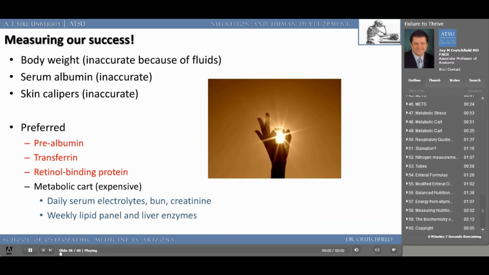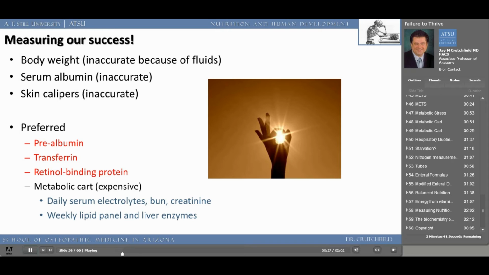So now that we've come this far, we've been able to figure out caloric needs. We need to make sure that our patient is in a positive nitrogen balance and their nutrition is in positive balance. How do we do this? Well, we know that measuring body weight or daily weights is just a guess. It's just an indicator.